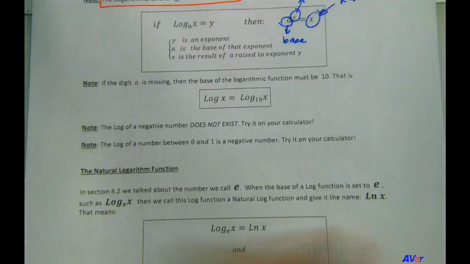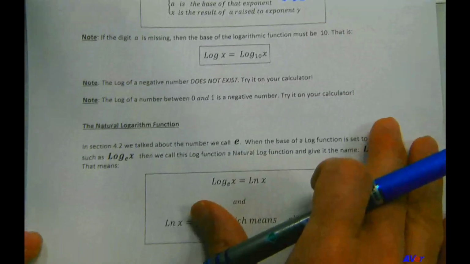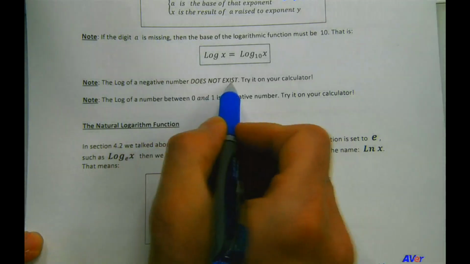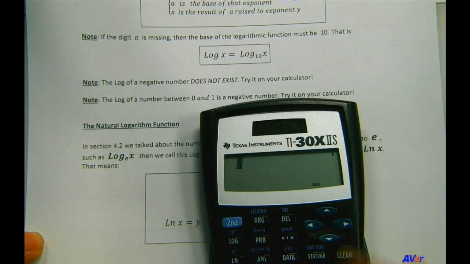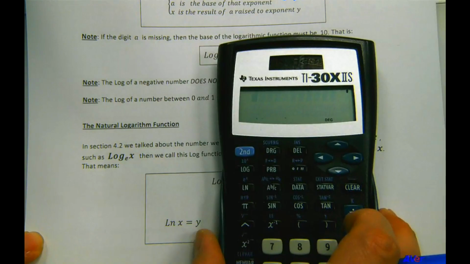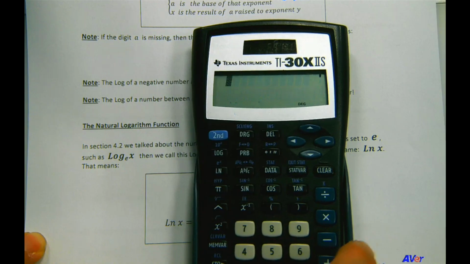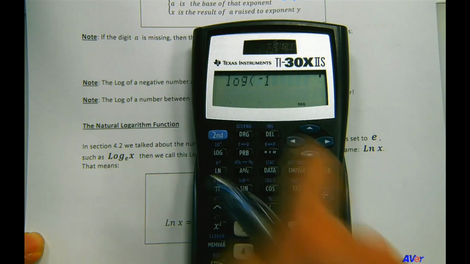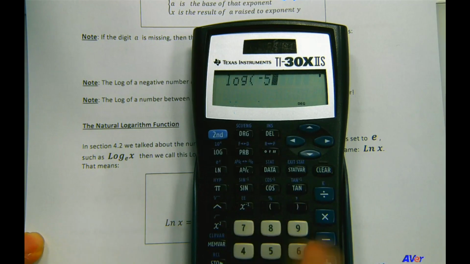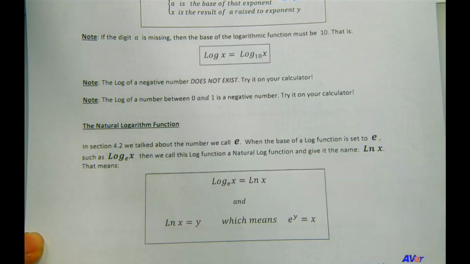Okay, so these are other things we should know before we look into some examples. The log of a negative number does not exist. Try it on your calculator. Let's do that. If I take the log of, let's say, -1, pick an easy number, enter, error, right? It does not exist. Let's say -5, error again. So the log of a negative number does not exist.